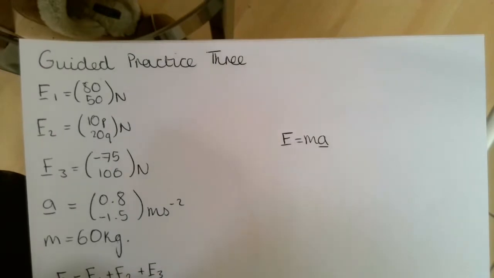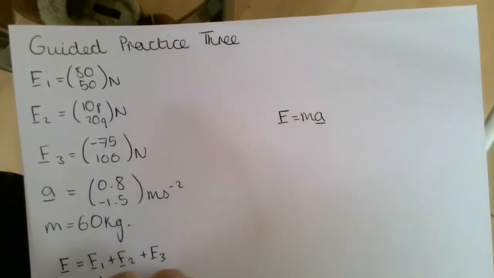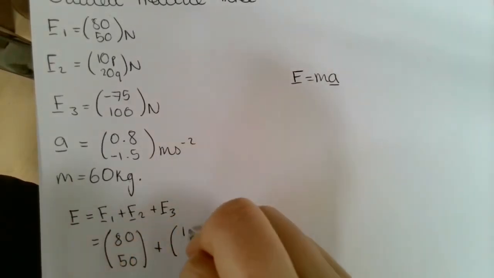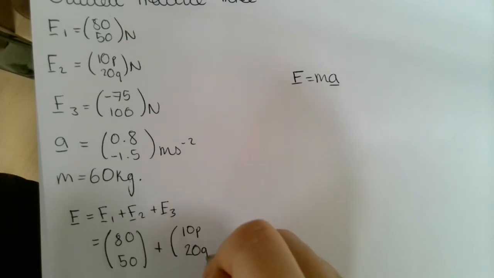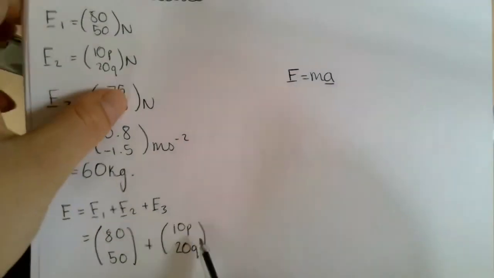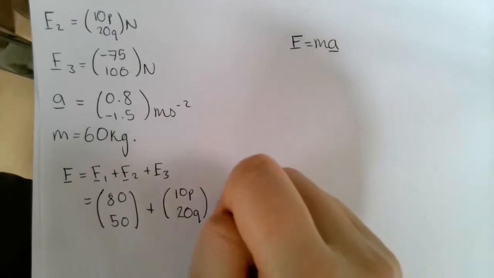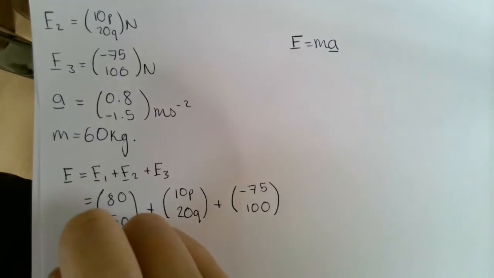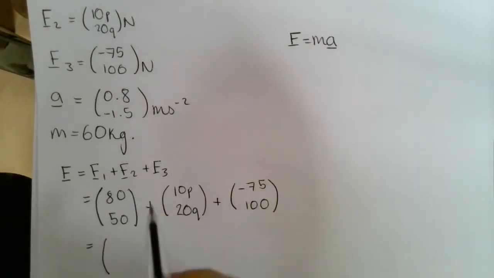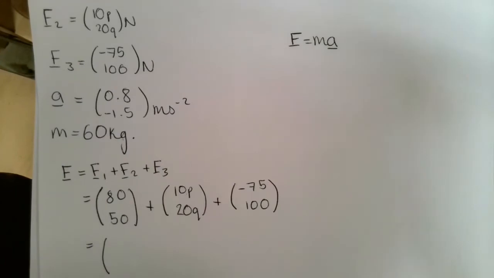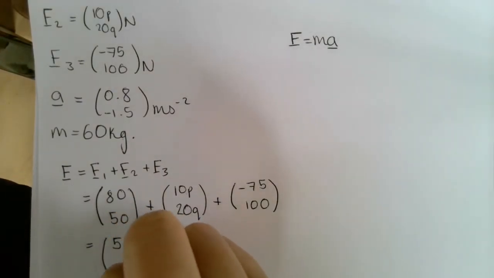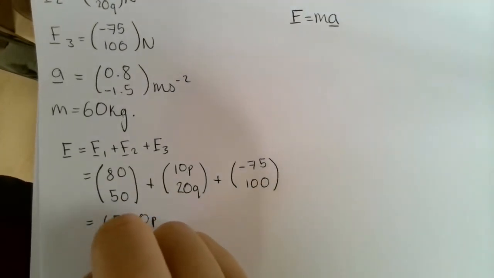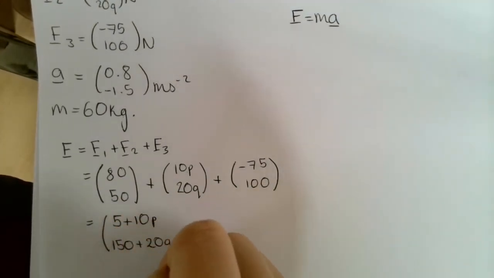Now the way that this is done, we are going to add all of our column vectors together by just adding the top components and then adding the bottom ones. So when we add these together, for the top row, we're doing 80 plus 10p subtract 75. So that's 5 plus 10p. Then 50 plus 20q plus 100. So that's 150 plus 20q.